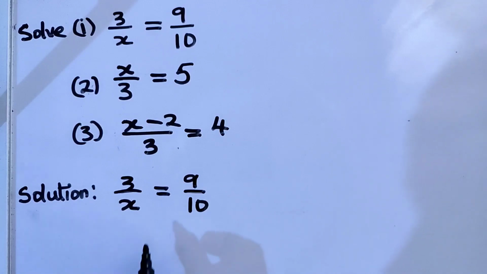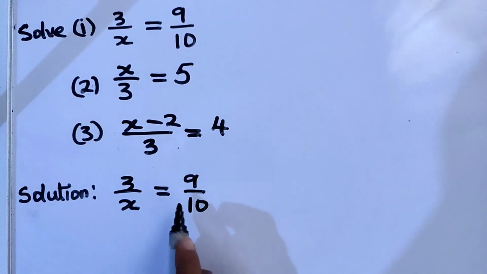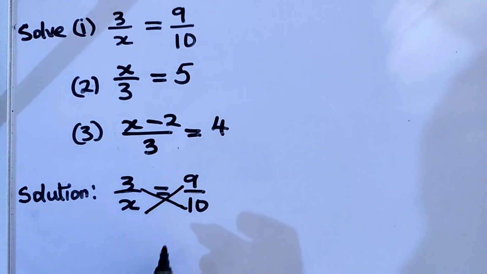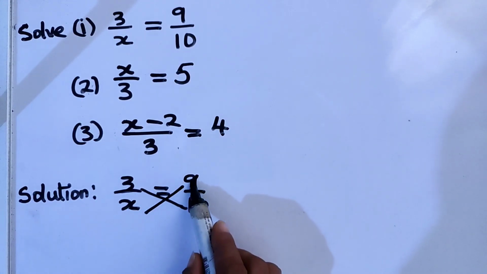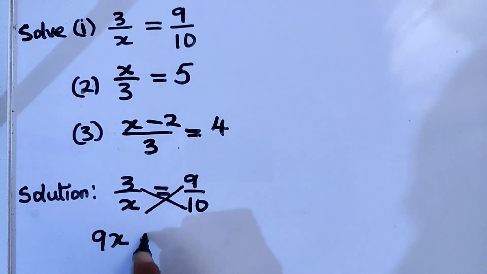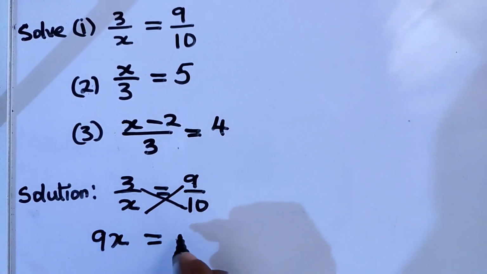Whenever you see two fractions that are joined together by an equality sign, the best way to solve it will be to cross multiply. So we are going to cross multiply, and this means that x will multiply 9 to give us 9x, and 3 will multiply 10 to give us 30.